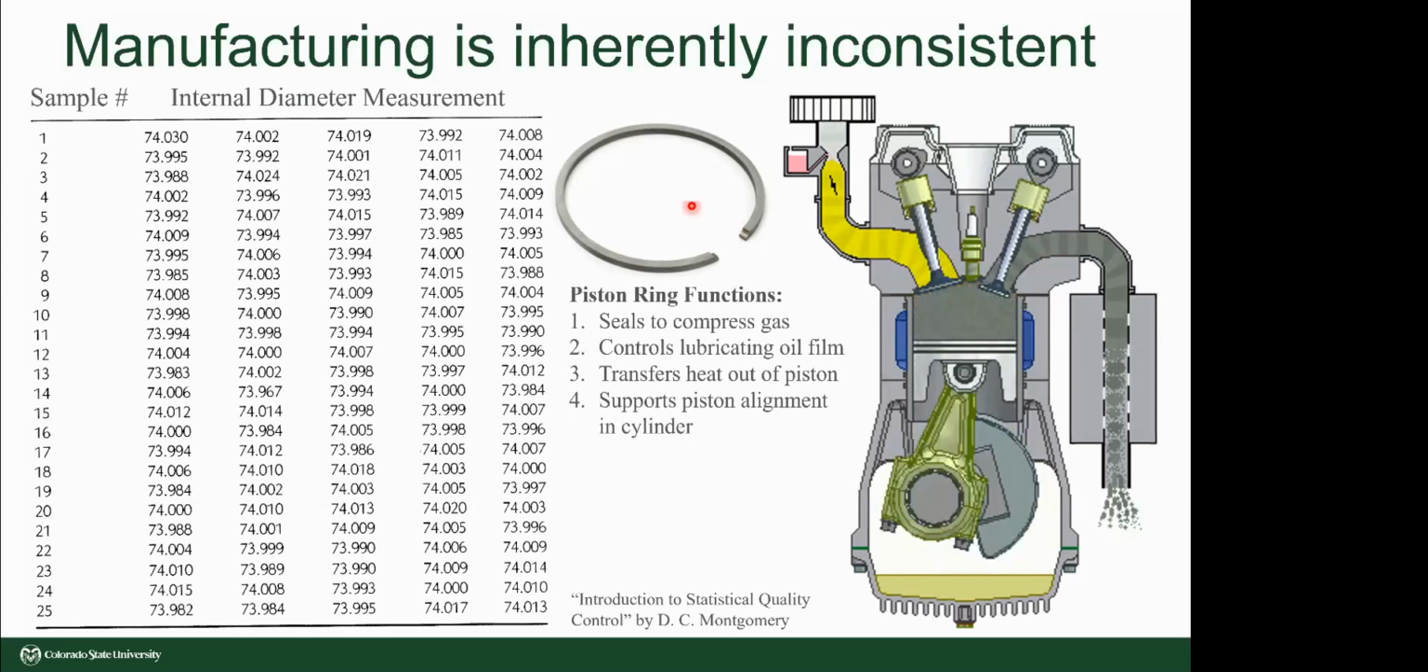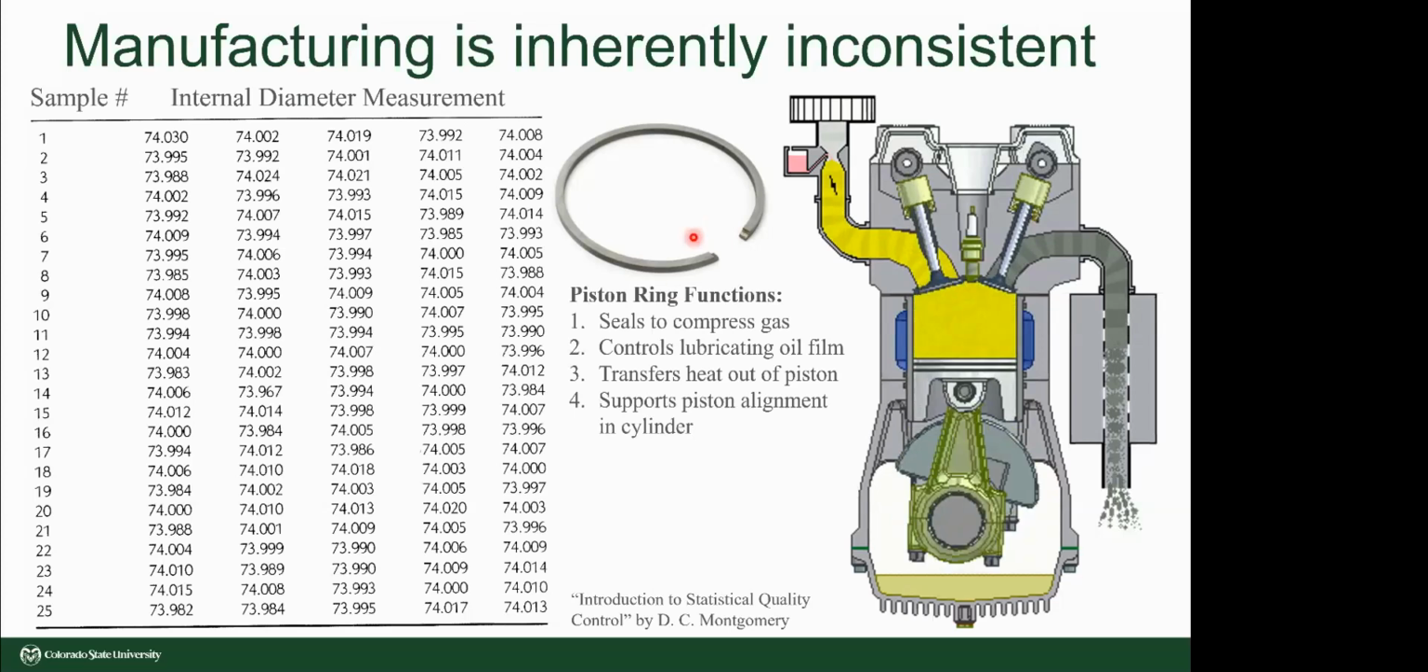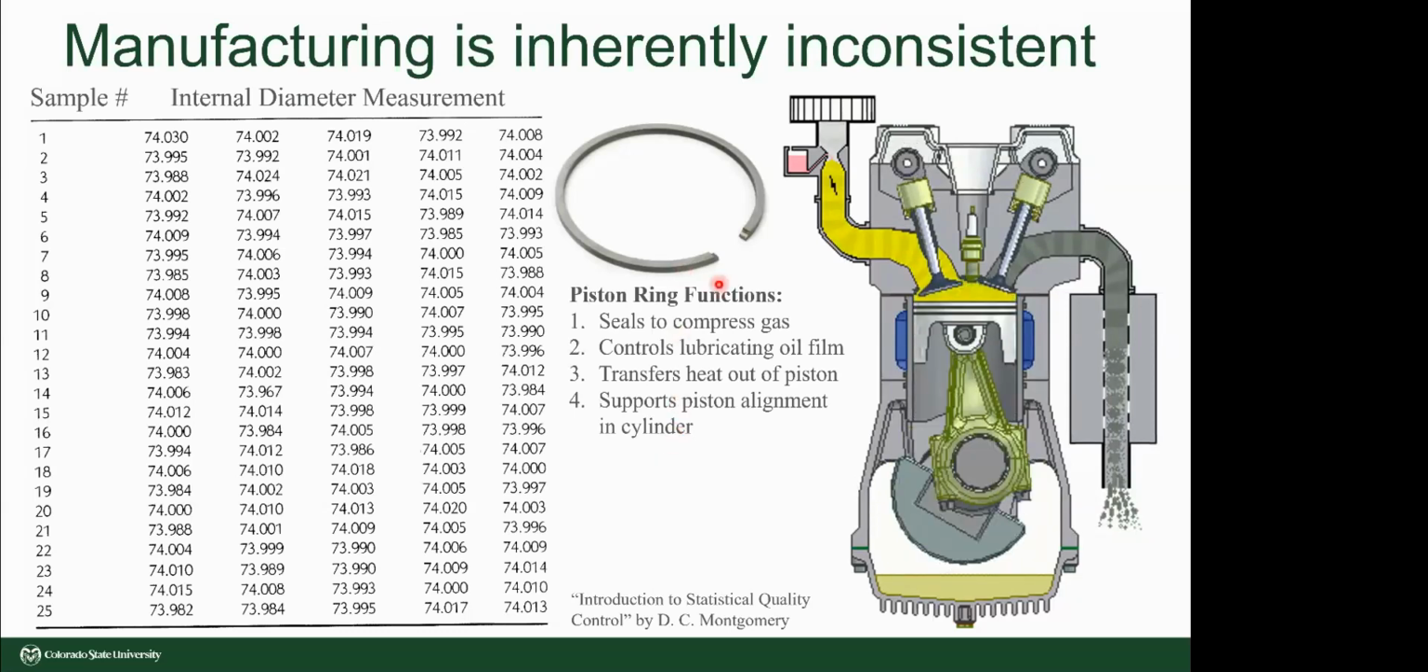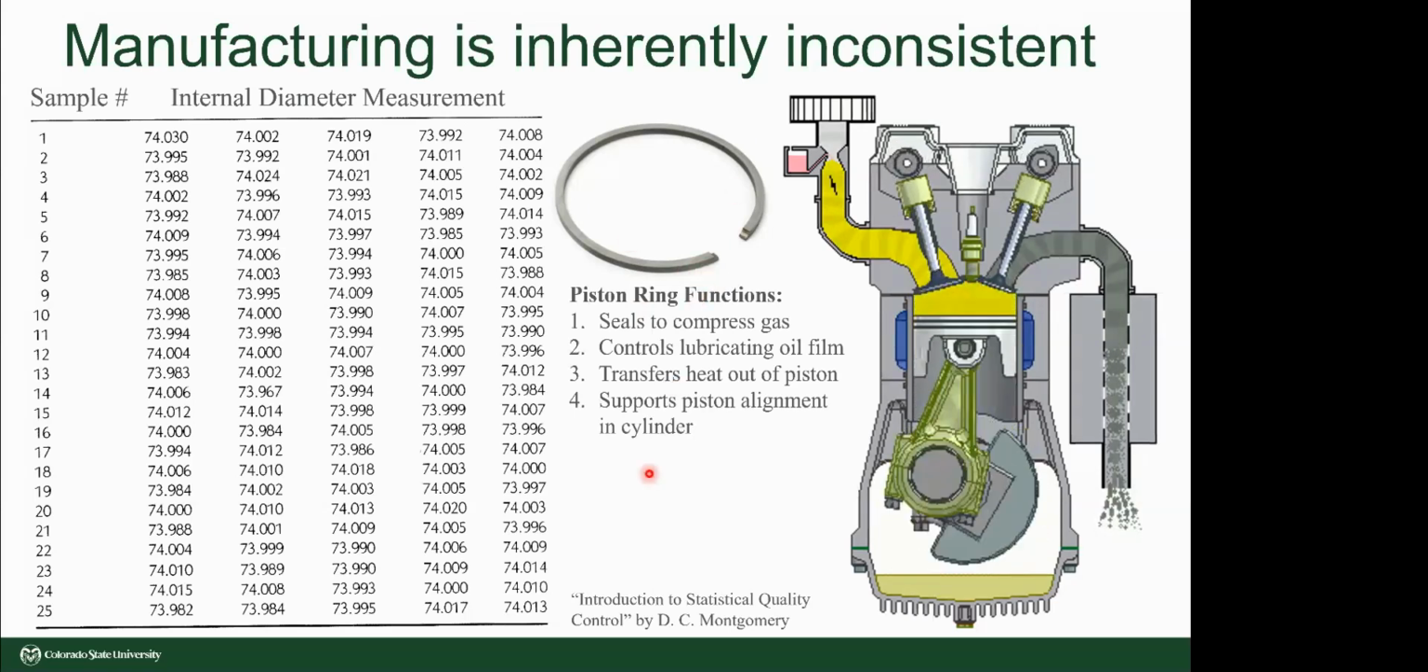So take, for example, the manufacture of a piston ring, which are used in internal combustion engines like the one shown here, and they seal the combustion chamber among other functions that are listed here. They're very simple components in an internal combustion engine, yet they serve a lot of very important functions.